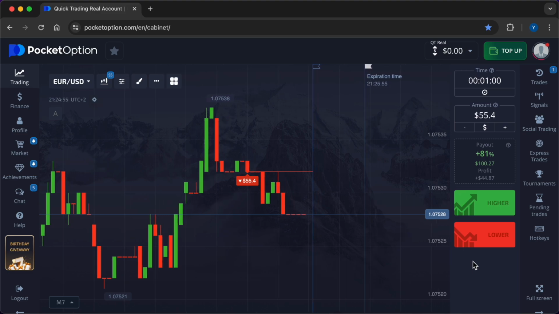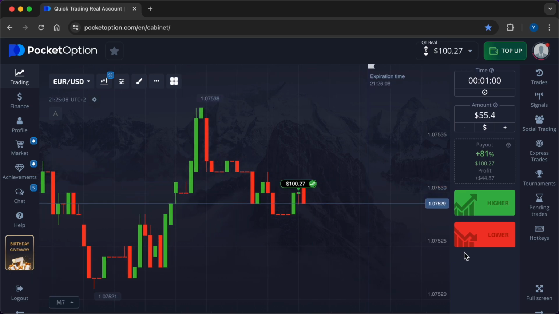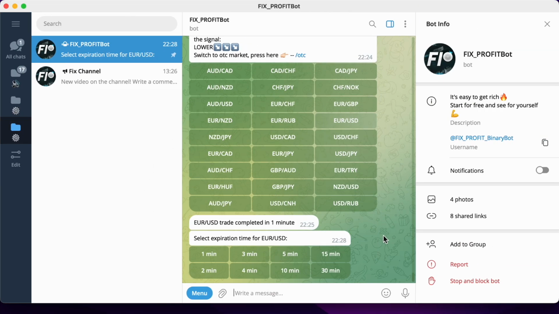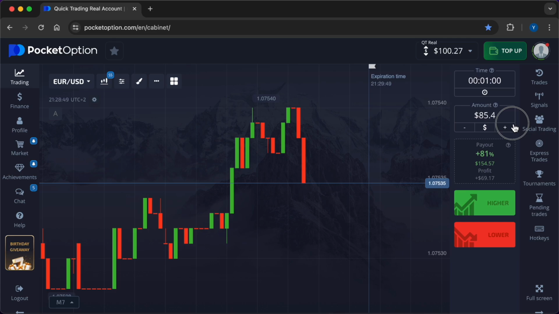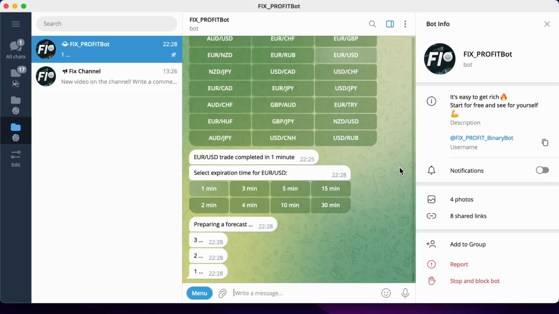It's important to understand how much capital you're willing to risk on high volatility trades and set your trades accordingly. In the meantime, the trade completes in a flat state. That's great. My signal is accurate again. $44.87 into the account. The new investment will be $100.27. It's time for another recommendation from FixProfit.